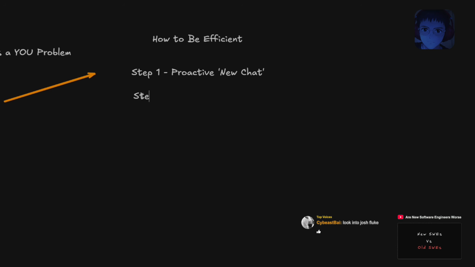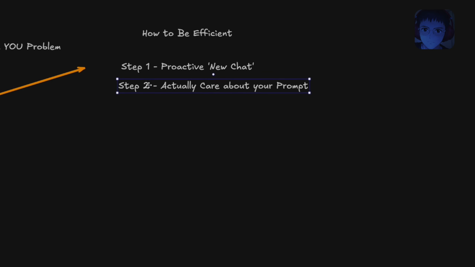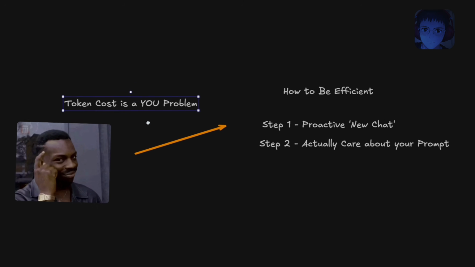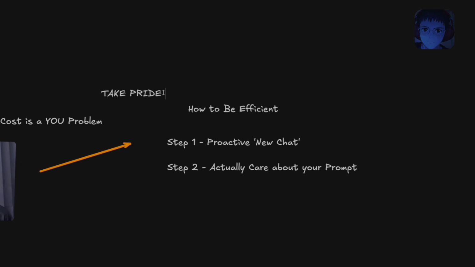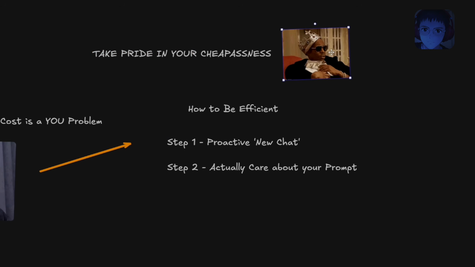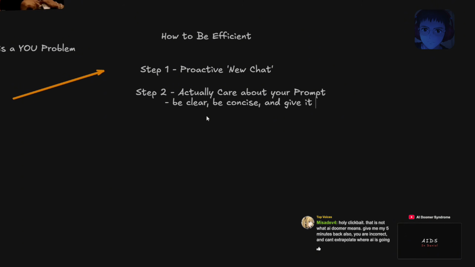Trust me. Step 2, actually care about your prompt. Seems obvious, but I rarely see it actually being applied. If you're in the camp of saying, oh, token cost is a huge problem and we're going to waste a bunch of money, you should definitely care about this. I encourage you, take pride in your cheap assness. Every token you spend should be an insult to yourself. Be clear, be concise, and give it everything it may need at the forefront.